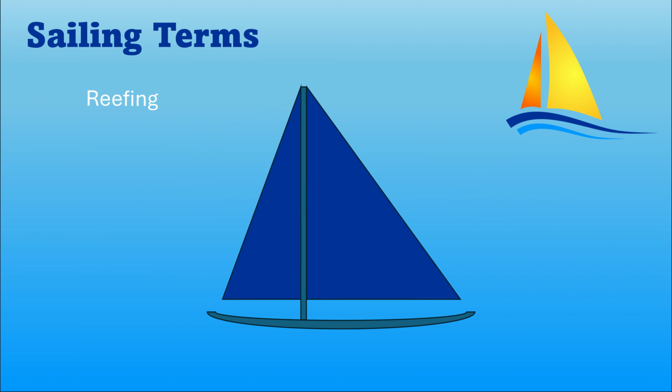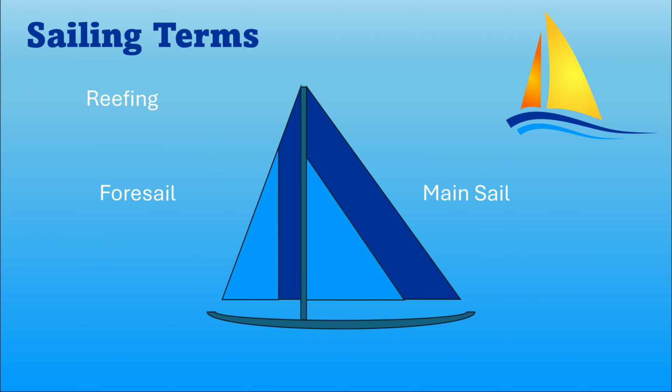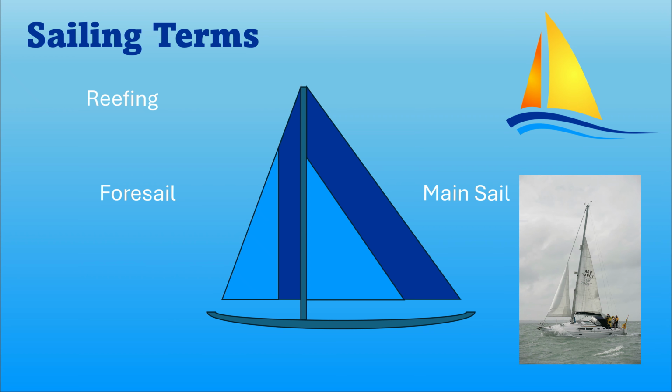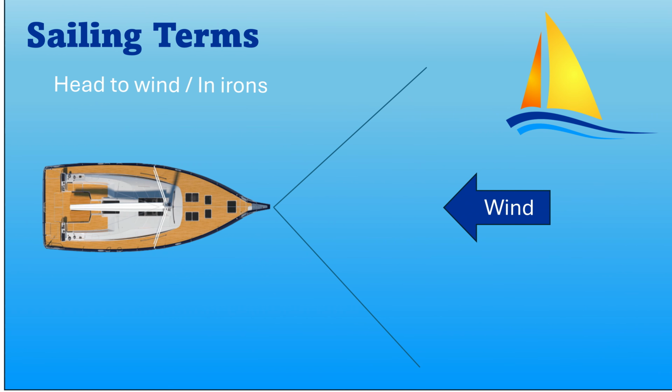Reefing is when you reduce the sail area, usually of both mainsail and foresail. In the diagram the dark blue sails are full while the light blue sails have been reefed. When you turn your boat too close to the wind you will be head to wind or in irons and facing the no-go zone and you won't be able to power up your sails.